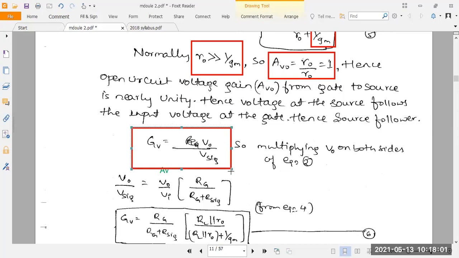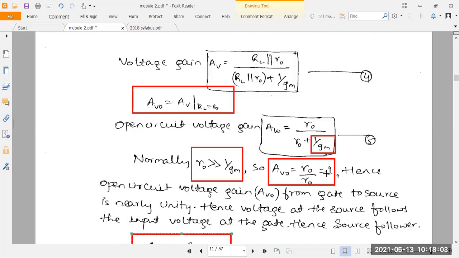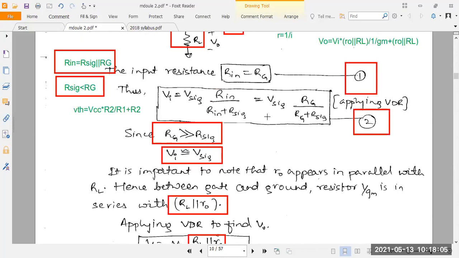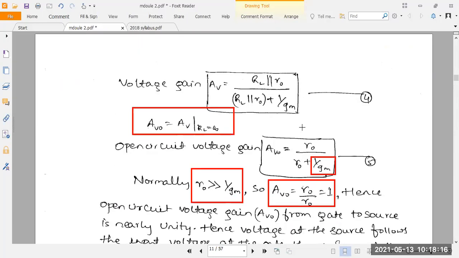GB stands for what here? Overall gain. You take equation number 2. Where is equation number 2 here? This one. This is equation number 2: Vi is equal to V signal times Rin divided by Rin plus R signal. Here, Rin is equal to Rg.